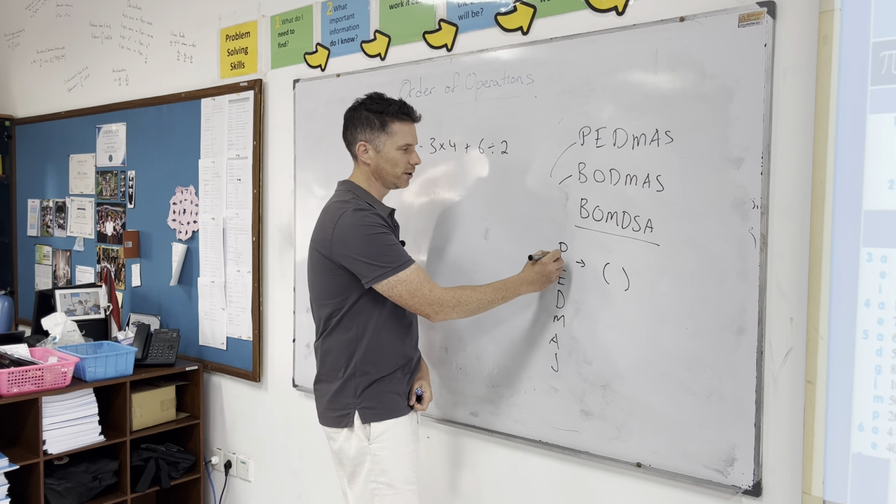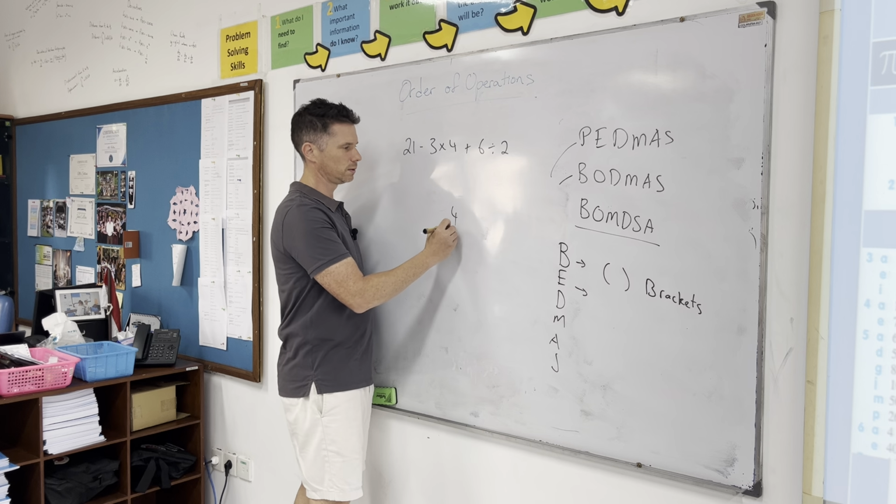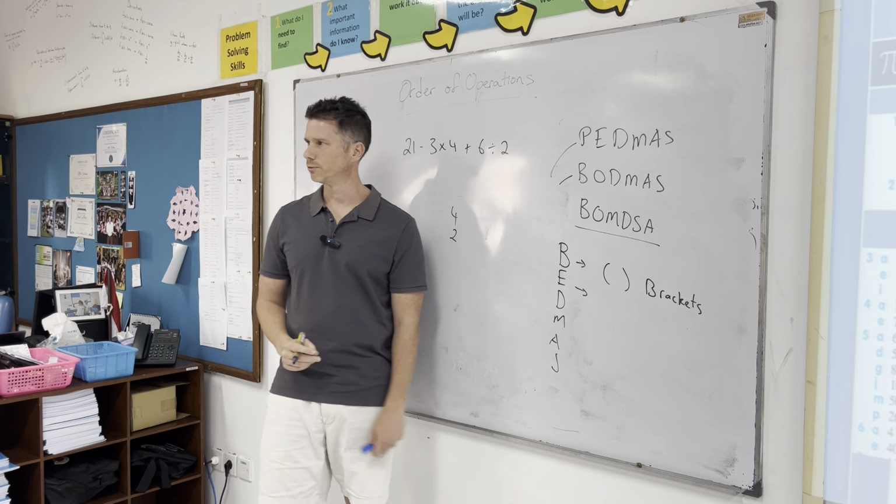E is a tricky one, or O. Exponents. What's an exponent? Give me an example. It's like a number on top of a number. Is that right?